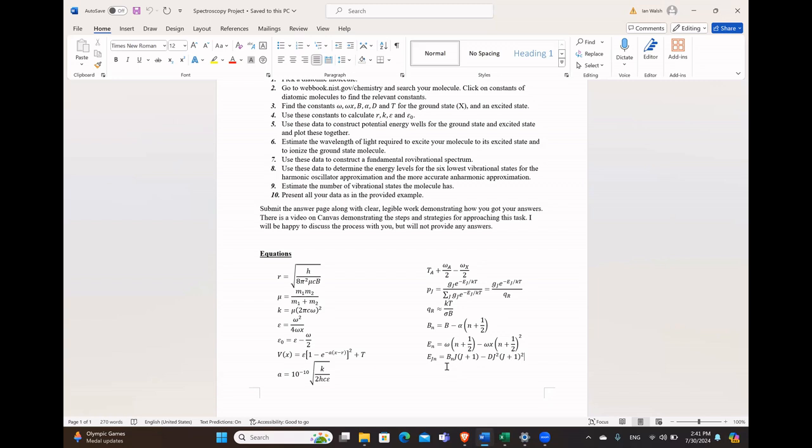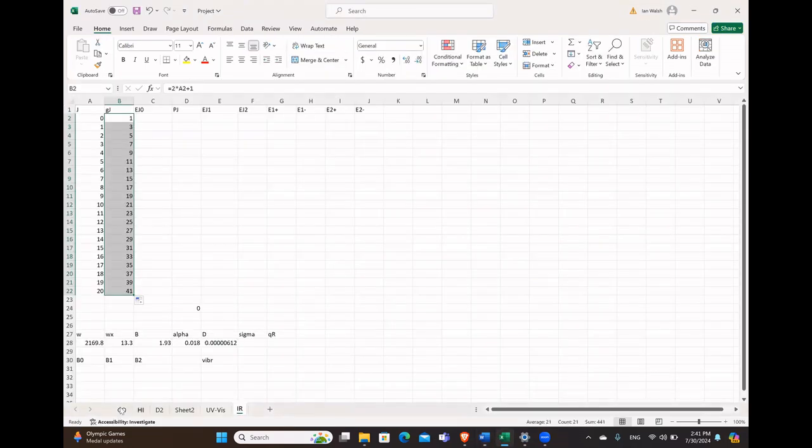So when we have a vibrational state associated with rotation, that actually affects our B. We can't just use the B we've been looking up, but we have to alter it to get a ground state B constant. And we can use this equation up here. We simply take the actual B constant that we looked up, subtract alpha times N, which in this case is 0, plus 1/2. So we can do that in Excel.